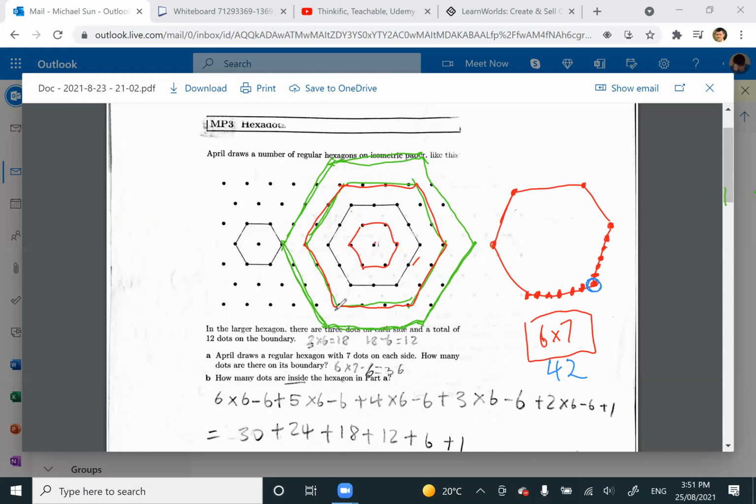There are 37 dots. You see a pattern? See a pattern? No. How did you get 37?